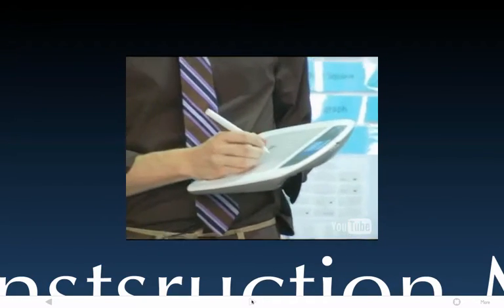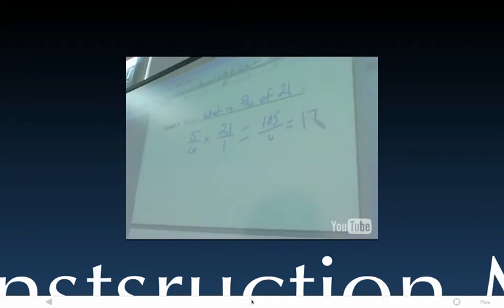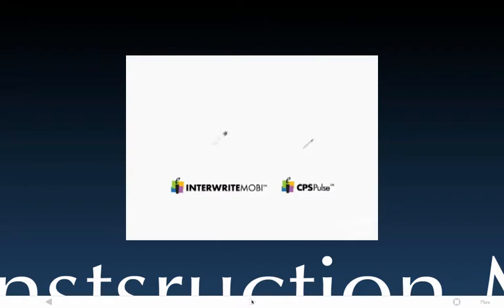Good. 105. 6. We end up with our improper fraction 105 over 6. And then? Good. We end up with 17 and 1.